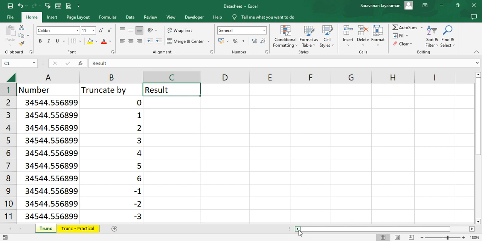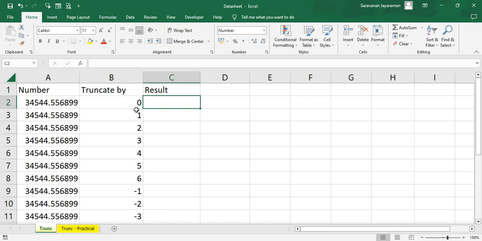In this video, we will learn the function TRUNC, which is short for truncate. Now, what is truncate? Truncate is shortening the number. In our example, we have a number with decimals. We'll see how truncate works. It trims or removes part of the number and shortens it.